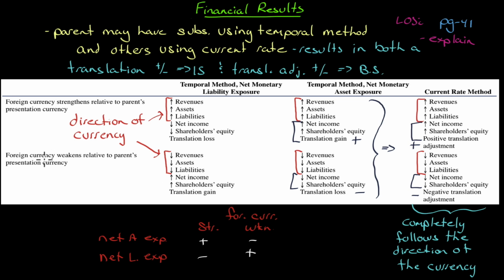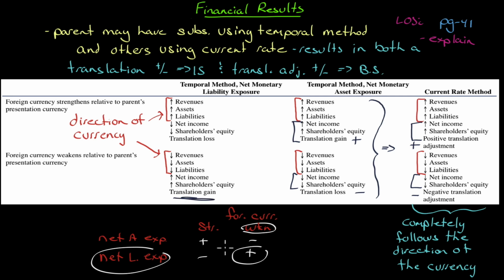Well, let's find out. This is the foreign currency weakening, and this is a net liability exposure. What do we have here? We have the foreign currency weakening, net liability exposure should be positive, and there it is right there. It says gain right there for us. Let me underline that. So we've seen this plenty of times.